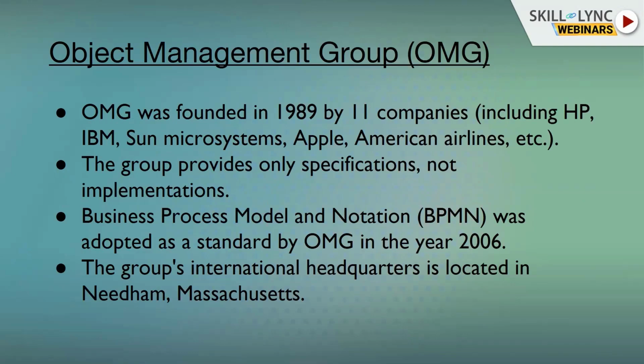So first of all, what is OMG, the Object Management Group? As I mentioned earlier, it is an organization founded in 1989 by a set of 11 major companies, which includes HP, IBM, Sun Microsystems, Apple, and others. They provide the specifications for the BPMN, CMMN, and DMN notations. So they decide and provide the language of these three languages.